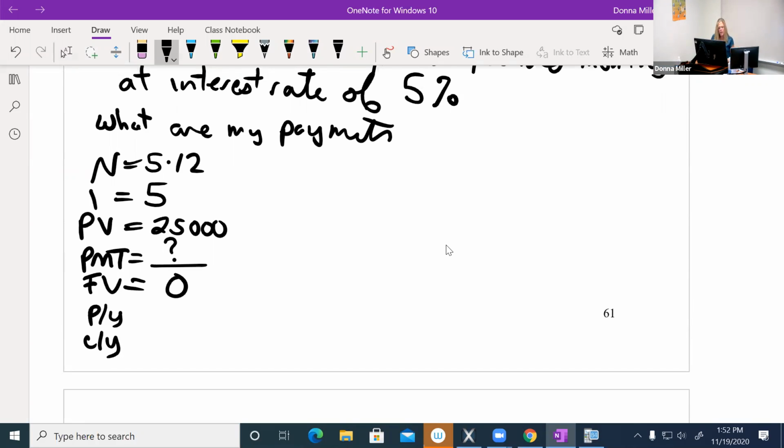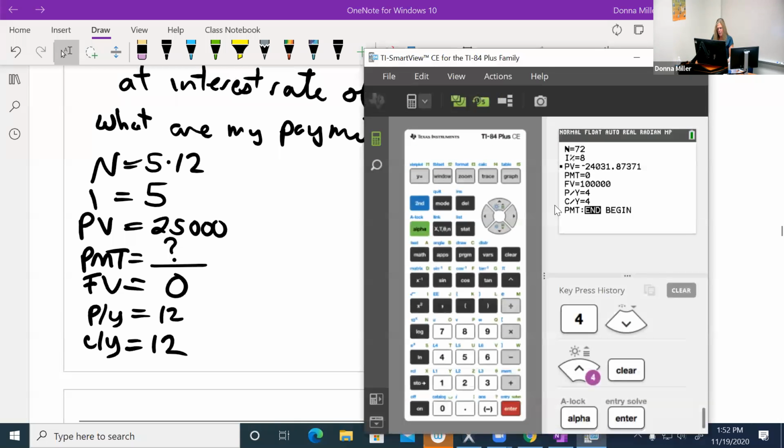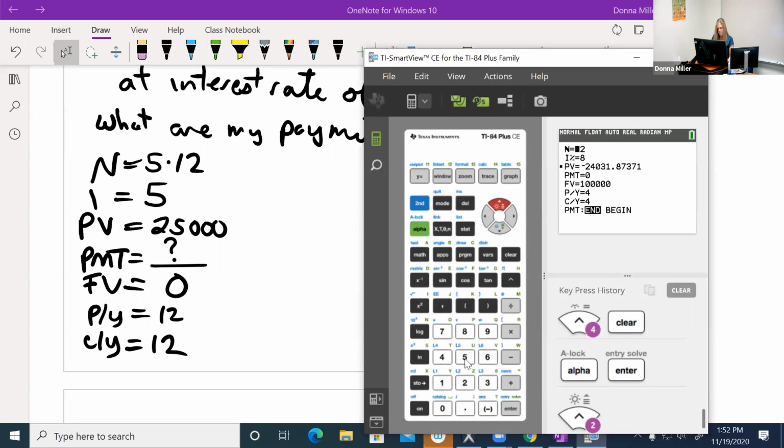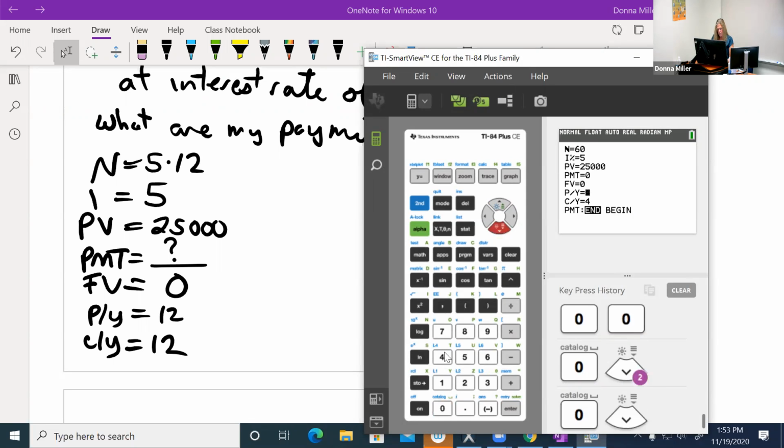Okay. And then I'm compounding how many times a year? Monthly, 12 times a year. So these should be 12. To enter all this in should give you my payments. So we're just going to enter the stuff in. 5 times 12. Interest rate was 5%. Present value, 25,000. Payment, I don't know. I'll come back to it. Future value is 0. The loan's paid off. We're compounding 12 times a year, monthly.